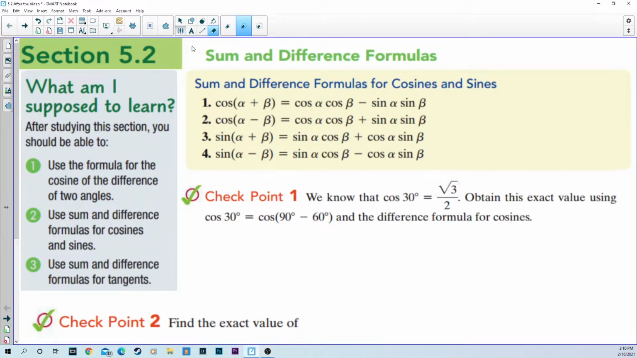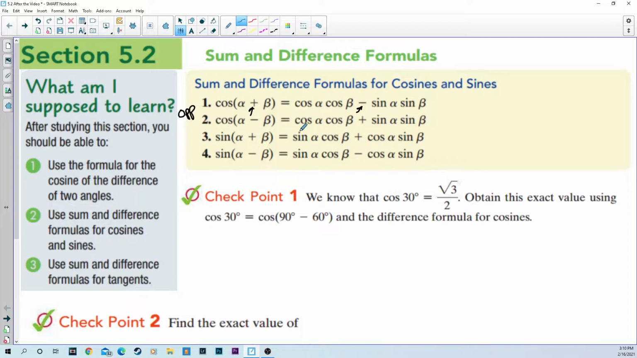This is section 5.2, after the video: sum and difference formulas. Sum and difference formulas for cosine and sine. The cosine of alpha plus beta is cosine cosine minus sine sine. So that's the pattern. And notice that for cosine, if it's a plus here, it's a minus in the formula. So cosine, you want the opposite sign.